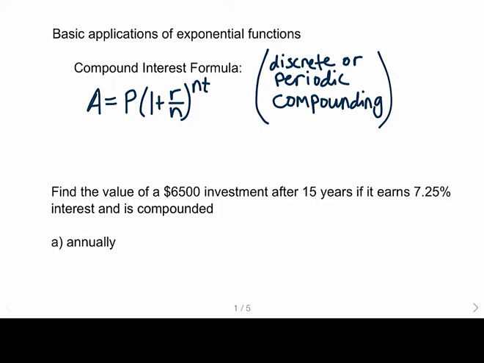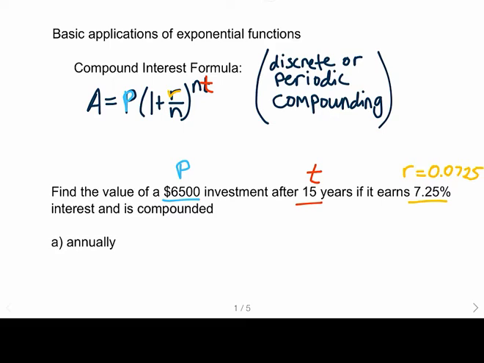Let's see how this fits with the formula that we've been given. The P is the amount that's invested or borrowed. In this case, we're talking about an investment, and so the $6,500 is going to go in place of P. The T is the amount of time that it's invested for, and so in this case, the time is going to be 15 years. R is the interest rate, and in this case, we're looking at 7.25%. We need to turn that percent into a decimal, and so R is going to be 0.0725. Whenever you're given a percentage and you need to use it in a formula, it needs to be converted to a decimal.